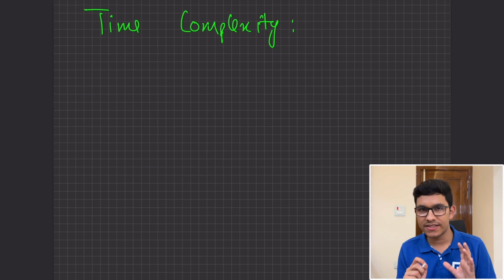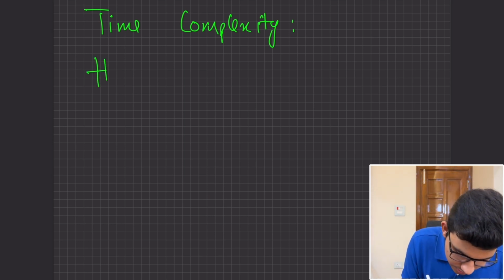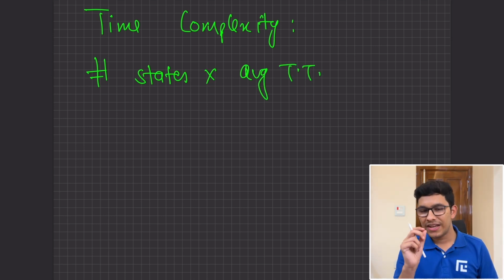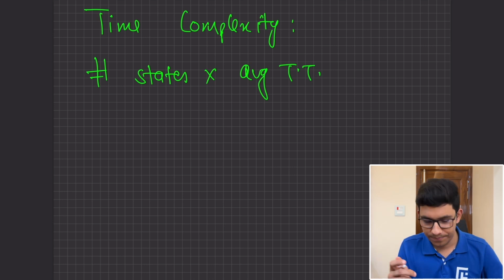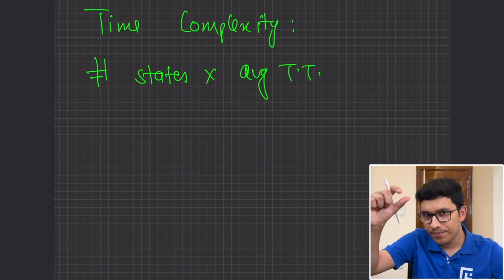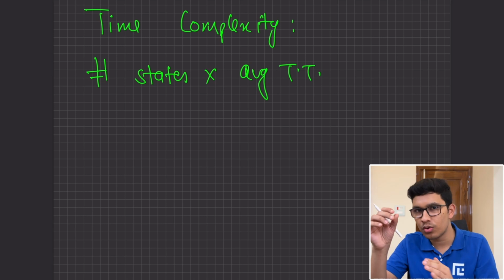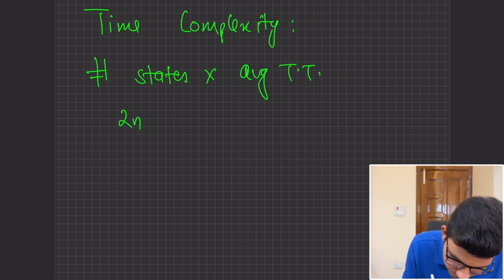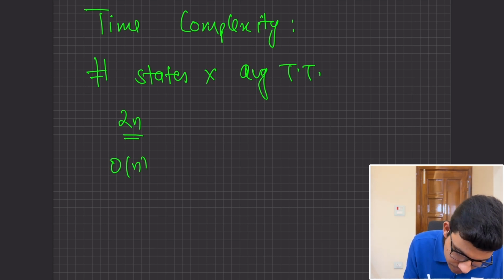As far as the time complexity is concerned, the formula is very simple. Number of states times average transition time, right? How many states are here? We are saying dp of I comma 0 and dp of I comma 1. So I goes from 0 to n, and the second dimension only has 0 and 1. Yes. So I will say the number of states are just 2 into n, or order of n, right?